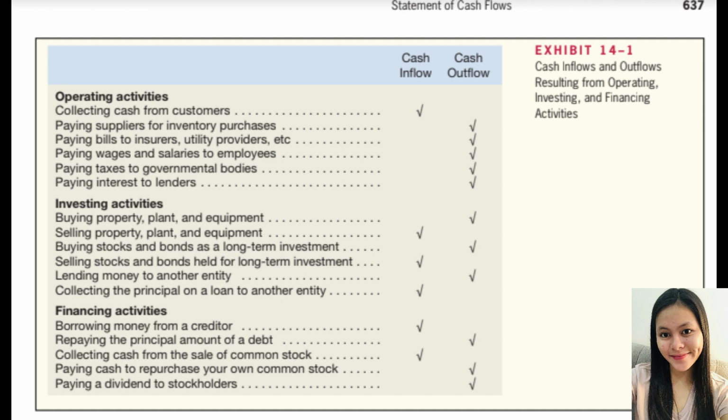While the financing activities generate cash inflows and outflows related to borrowing from and repaying principal to creditors and completing transactions with the company's owners, such as selling or repurchasing shares of common stock and paying dividends. The most common types of cash inflows and outflows resulting from these three activities are summarized in Exhibit 14-1 as shown on your screen.